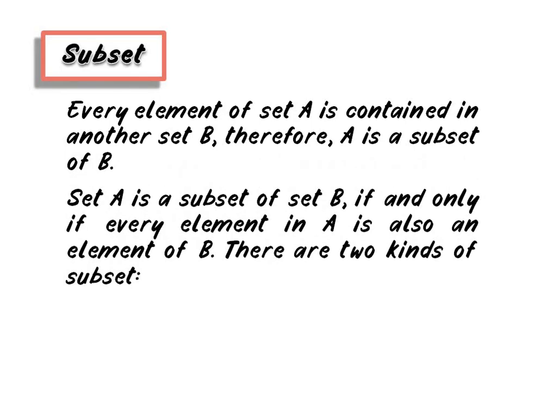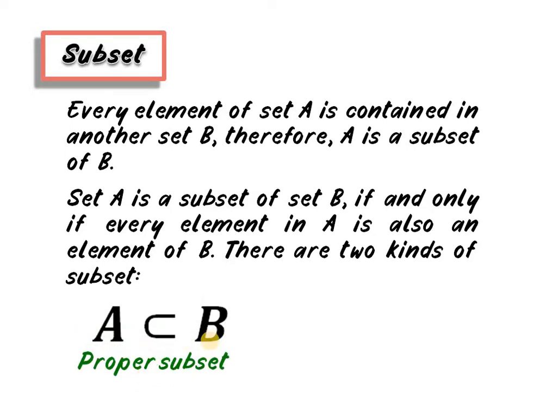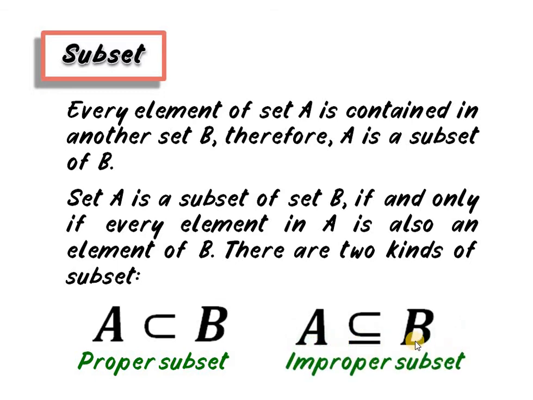Set A is a subset of set B if and only if every element in A is also an element of B. So there are 2 kinds of subset. The first one is A is a proper subset of B, and A is an improper subset of B. So let's find out what's the difference between the 2. Let's start with proper subset.